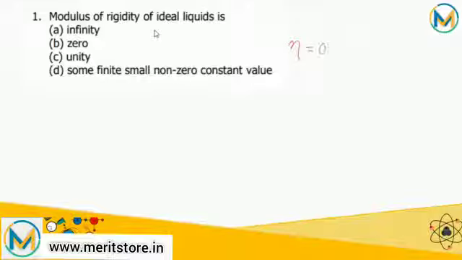So the frictional, that is viscous, force cannot exist in the case of an ideal fluid, since they cannot sustain shearing stress or tangential force. So there is no stress developed. So the correct answer for this question is option B, that is 0.